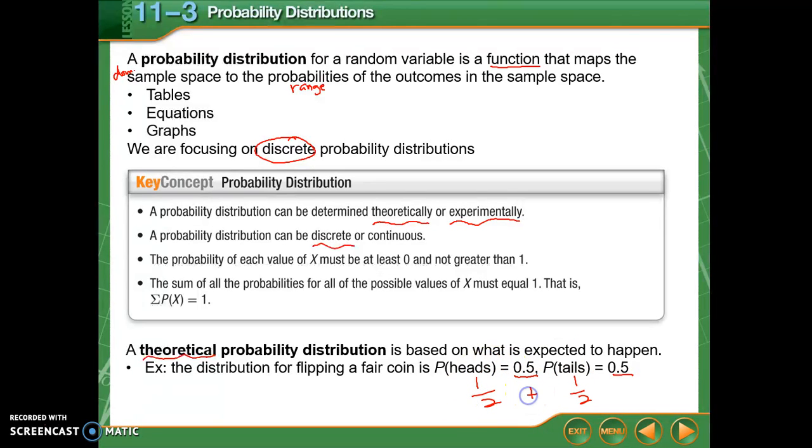If I do 1/2 plus 1/2, I get 1. So this probability distribution, I know, includes all of the possible probabilities for flipping a coin. That's what this last one means when it says that the sum of the probabilities has to equal 1.